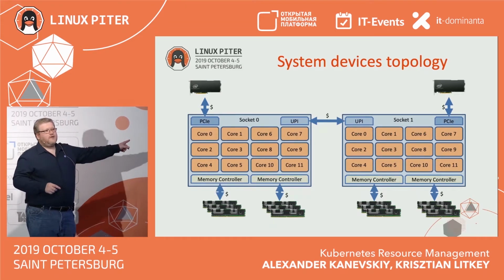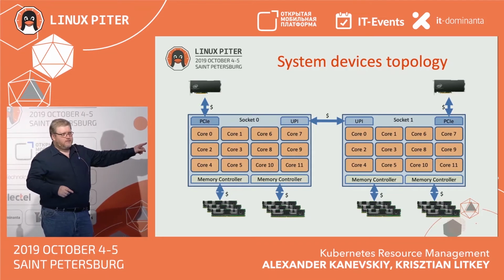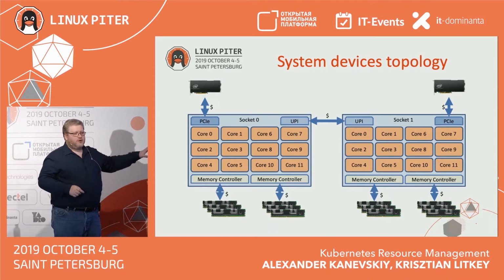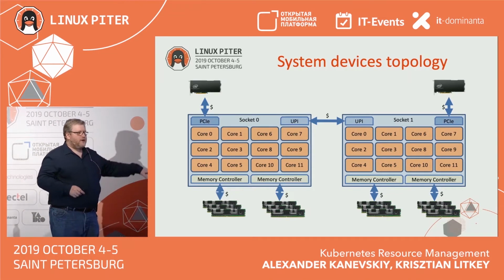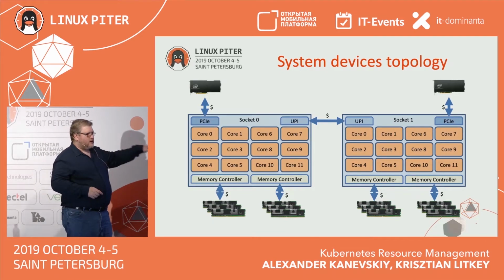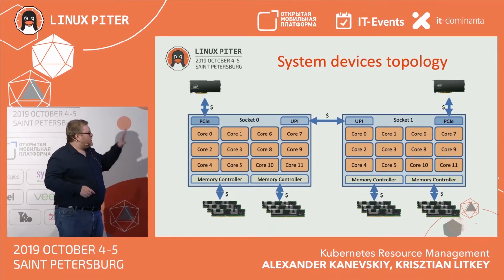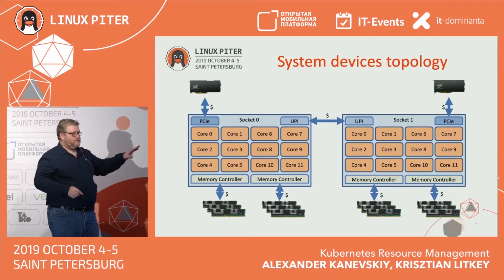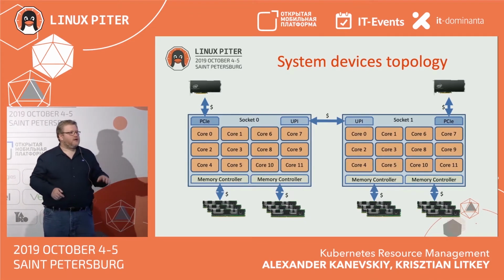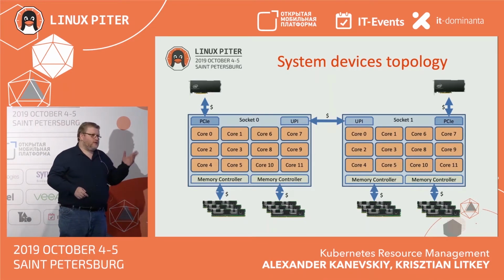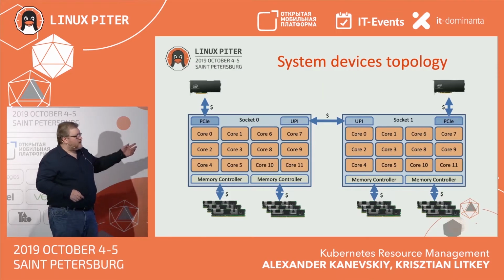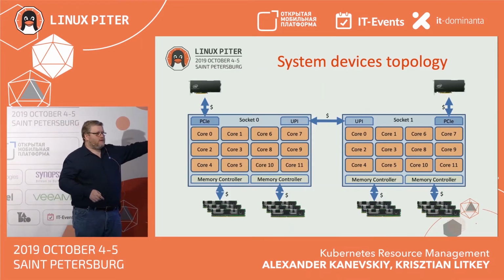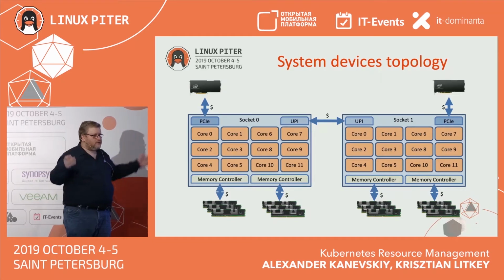But actually, this is how Kubernetes sees the system. For Kubernetes, all the CPU cores are equal. All the memory is equal. It doesn't really care about the interconnect. All the devices are equal. So when you say my workload wants to use 10 CPUs, it doesn't really care. It will allocate some from one side and some from the other side, and you will get something.